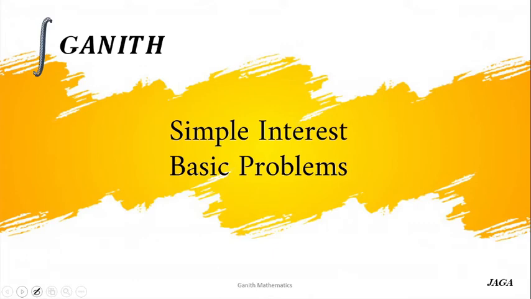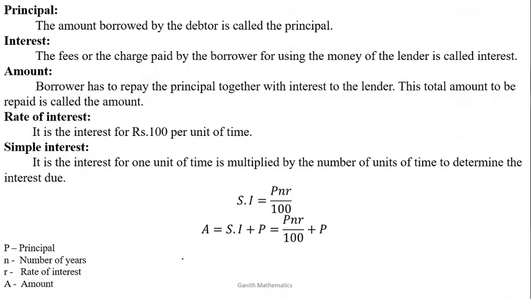Hi friends, today we are going to see simple interest basic problems. In simple interest, first of all I would like to explain the basics. First thing is principal. It is the amount borrowed by the debtor. Second one is the interest, the amount or the fees which is charged by the lender. Third one is the amount, repaid to the lender along with the principal.